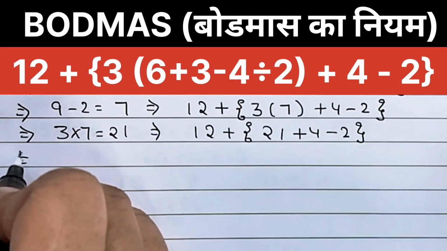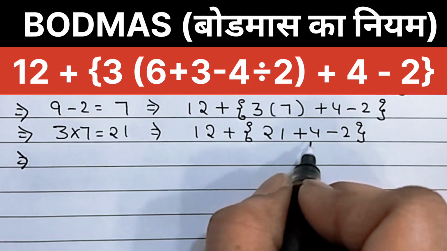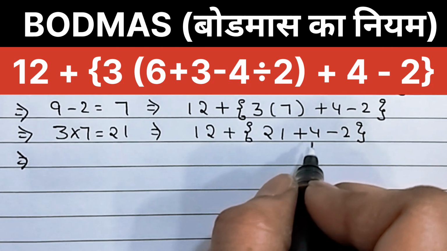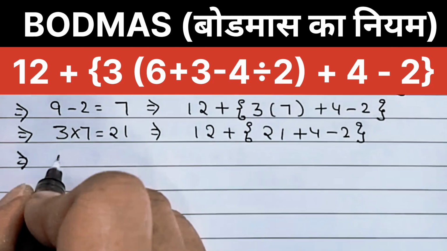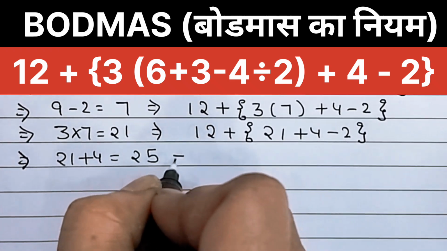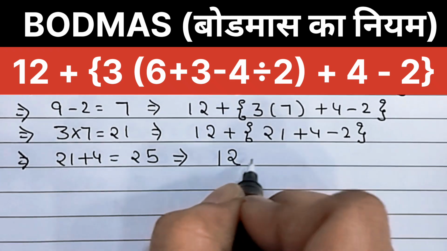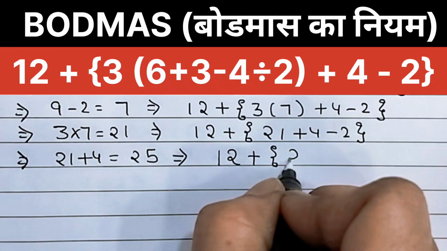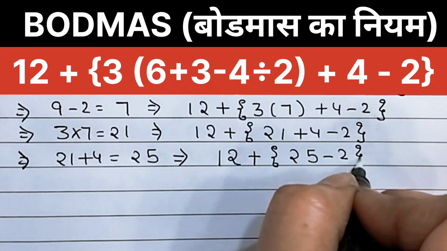Now the fifth step, solve the addition. Inside the curly braces, moving left to right, perform addition. Now 21 plus 4 is equal to 25. Now the expression becomes 12 plus curly bracket 25 minus 2.